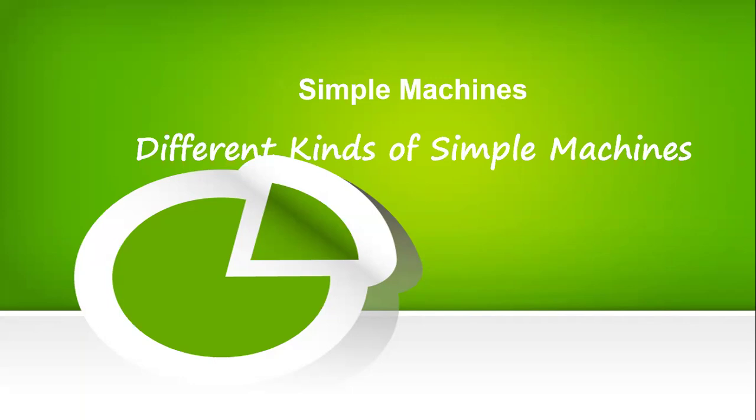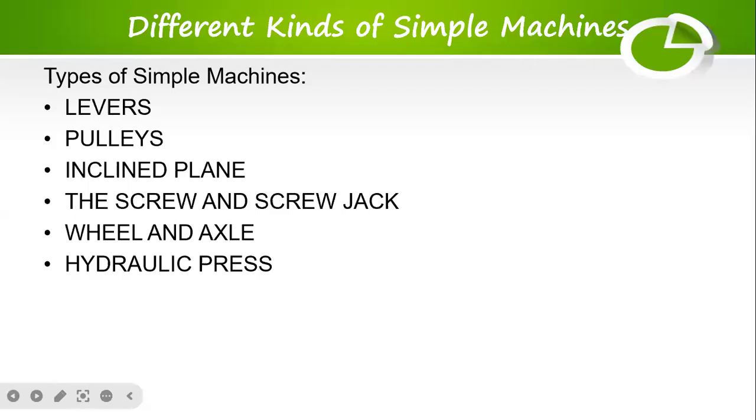We're still discussing the different kinds of simple machines. So far in our previous video, we listed them as follows. We said there are various types of simple machines: levers, pulleys, inclined plane, the screw and the screw jack, wheel and axle, and the hydraulic press. So far, we've covered the levers. We've seen all three kinds of levers: first class lever, second class lever, and third class lever.